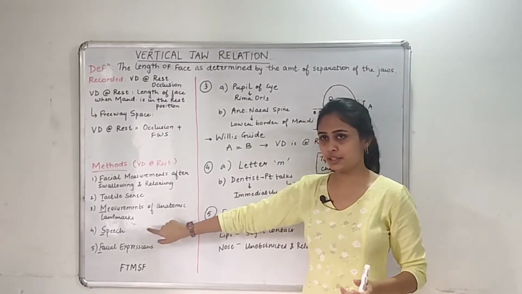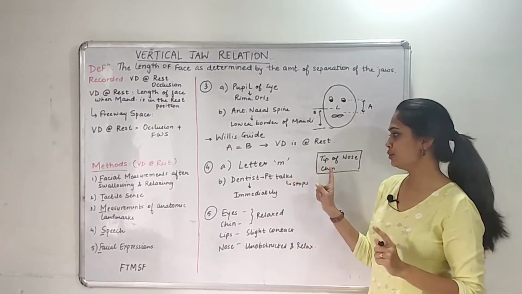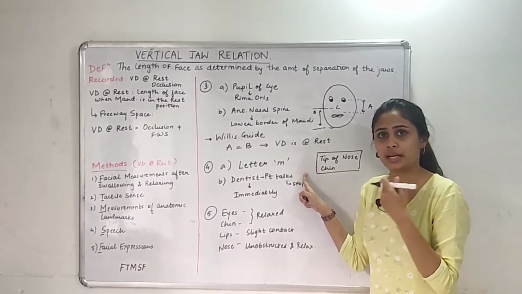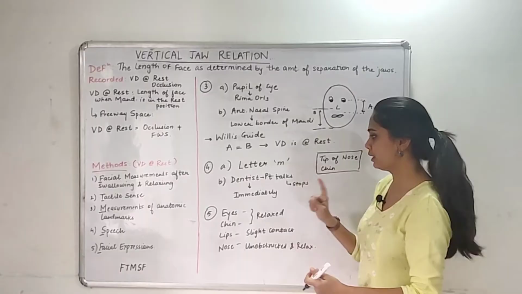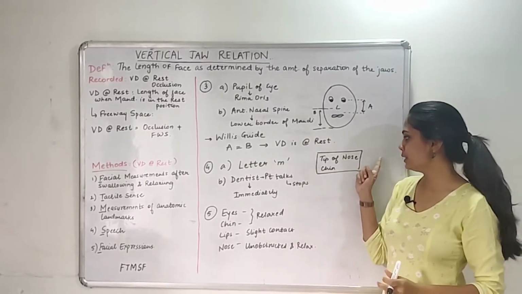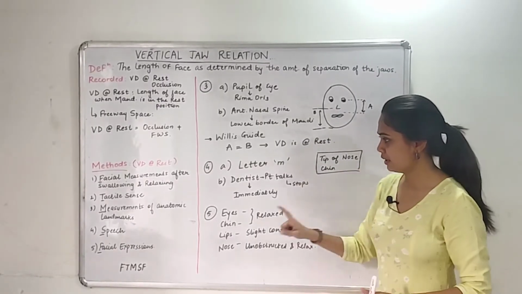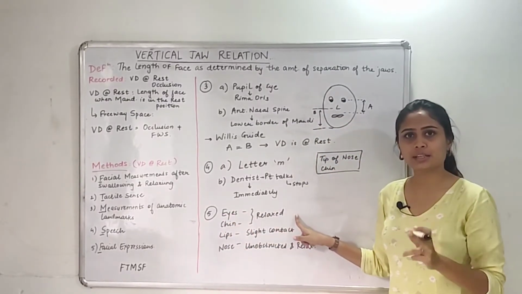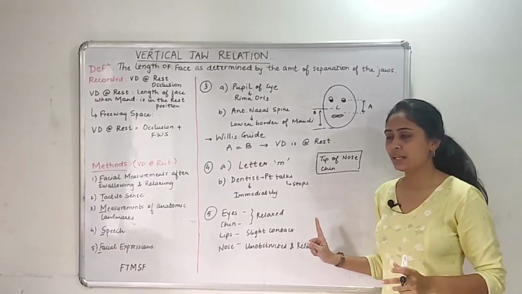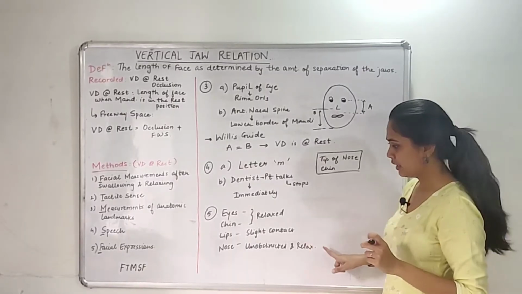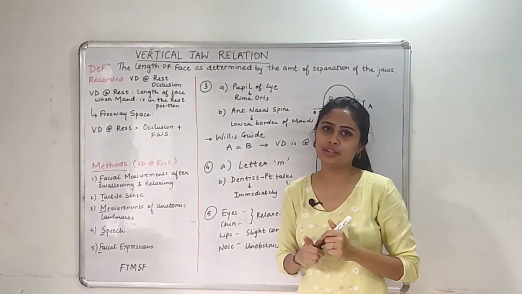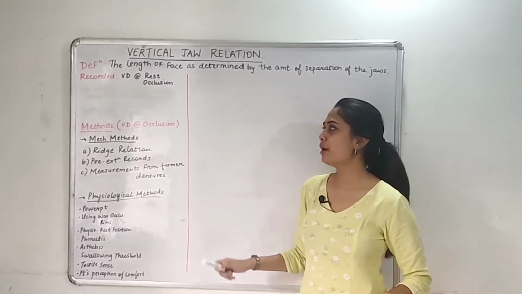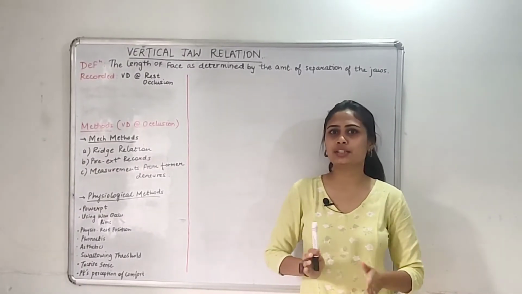Second, using speech, the letter M is used, or the dentist talks to the patient and immediately after the patient stops talking, we measure the distance between the tip of the nose and the center of the chin. And lastly, we have eyes, chin, lips and nose. So the skin around the eyes and chin should be relaxed, the lips should be in slight contact and the nose should be unobstructed and relaxed. So that was about vertical dimension at rest and the methods to record it.